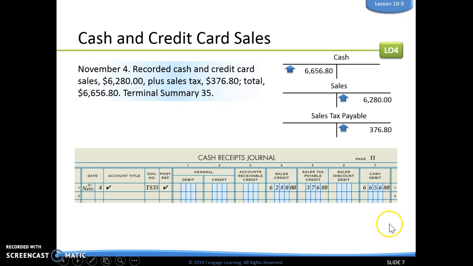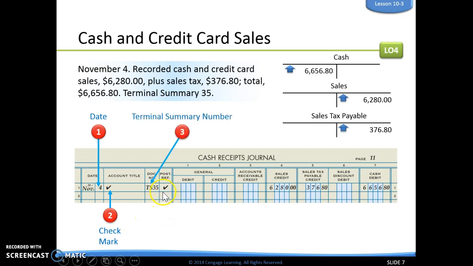So here's what it looks like in our cash receipts journal. We're going to start with our date, and then we're going to have a check mark here because we don't have an account title to put in here. And we're also going to put a check mark on our post reference column too, because there won't be anything to post individually. They do show our document number is TS35 for Terminal Summary 35.